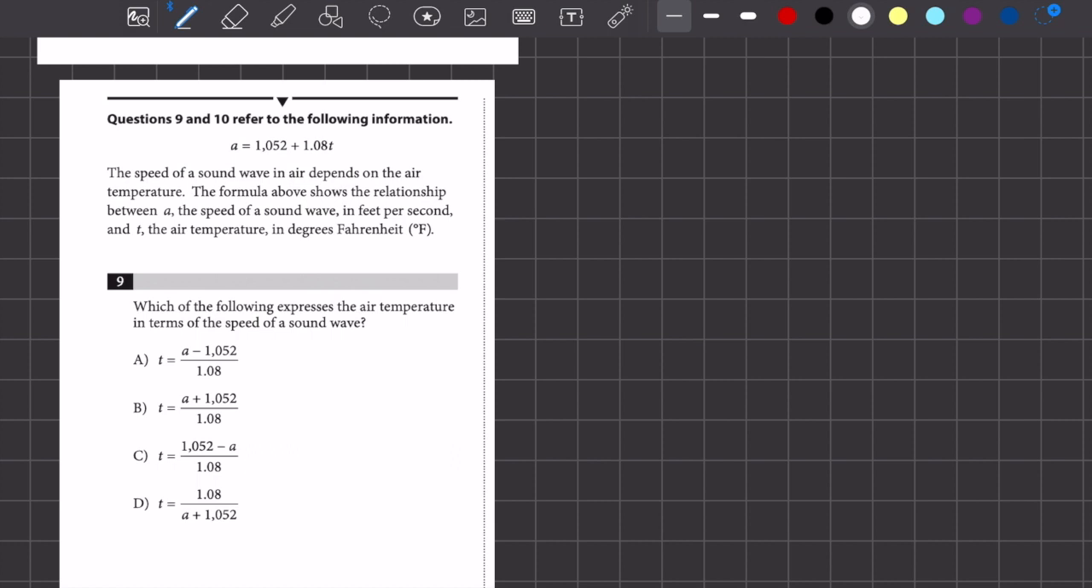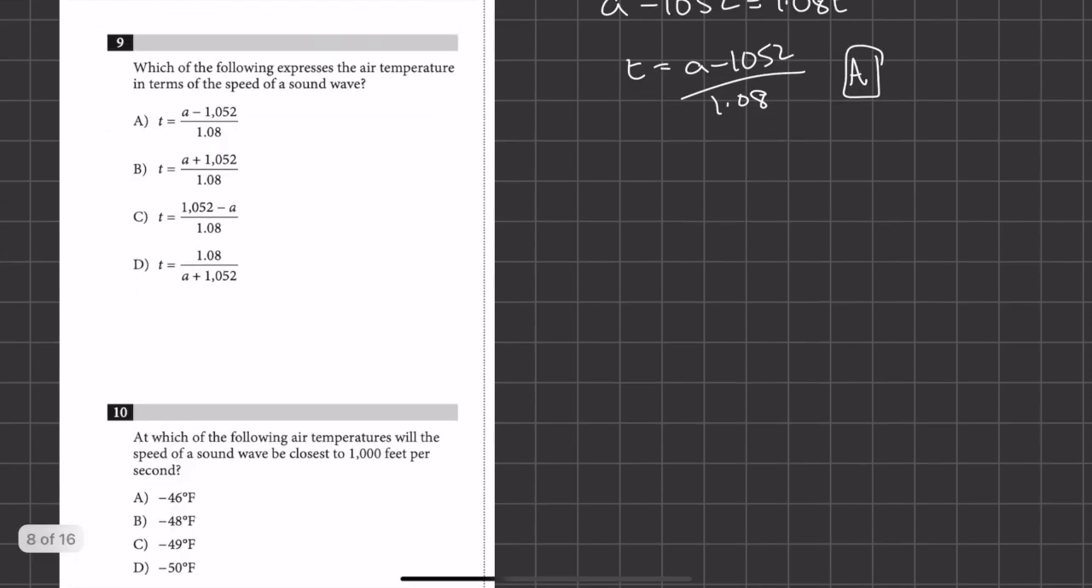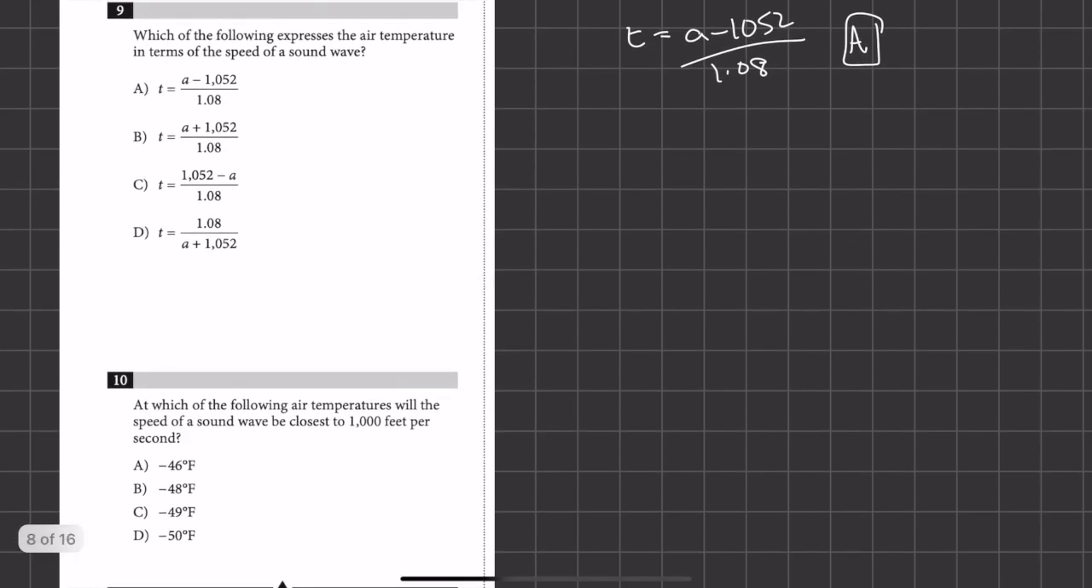Question 9 is just general rearranging of the given equation, making t the subject. That gives the answer option A. In question 10, we need to find t given A equals 1,000. We plug it into our equation to get it as negative 48.1, which is closest to option B.